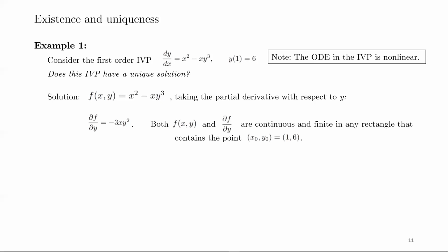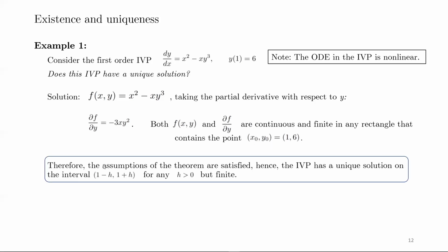So therefore, because both f, the right hand side of the differential equation, and the derivative with respect to the dependent variable are continuous and finite in any rectangle that contains the initial condition, x naught, when x equals 1, y is equal to 6, so that's our initial condition. So they're continuous on any rectangle that contains this point. The theorem tells us that the initial value problem has a unique solution on the interval x naught minus h, x naught plus h, where x naught in this case was 1. And that's true for any h greater than 0, but finite.